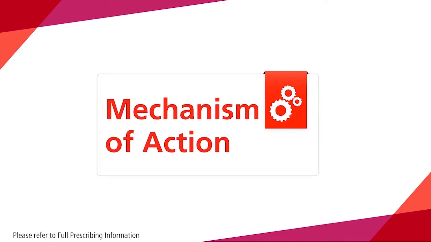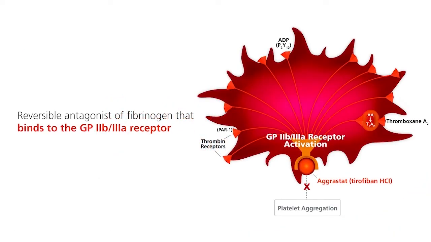Mechanism of action. Aggrastat is a reversible antagonist of fibrinogen that binds to the glycoprotein or GP2B3A receptor, thereby blocking the final common pathway to platelet aggregation. Aggrastat's competitive removal of already bound fibrinogen can result in disaggregation of a newly formed thrombus. The high-dose bolus regimen achieves greater than 90% inhibition of platelet aggregation within 10 minutes. Platelet inhibition is reversible following cessation of the infusion. Following discontinuation, platelet aggregation returns to near baseline between 4 and 8 hours in approximately 90% of patients.